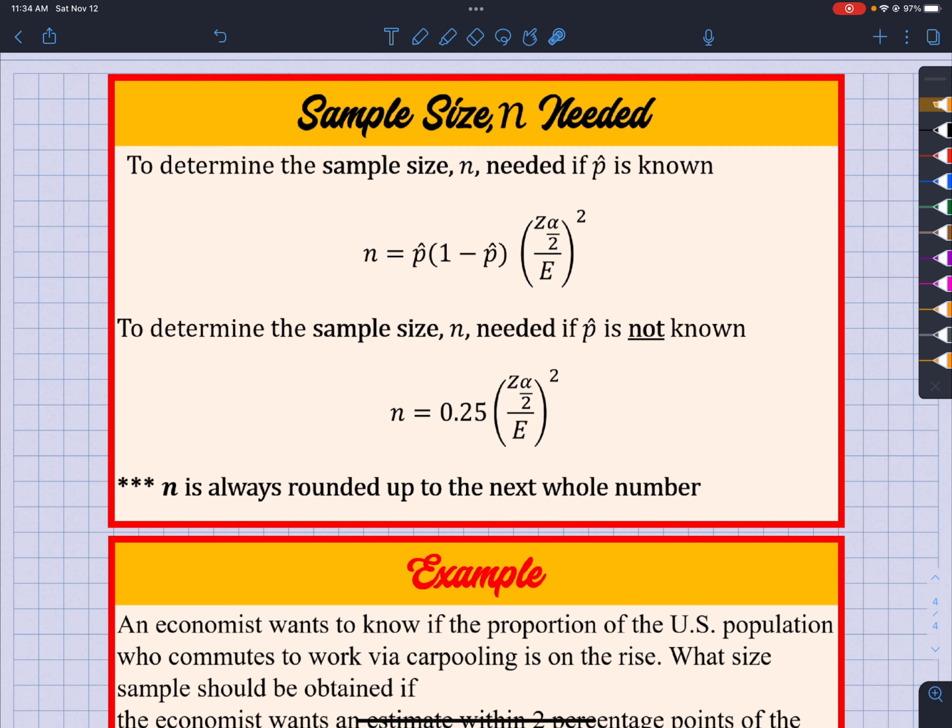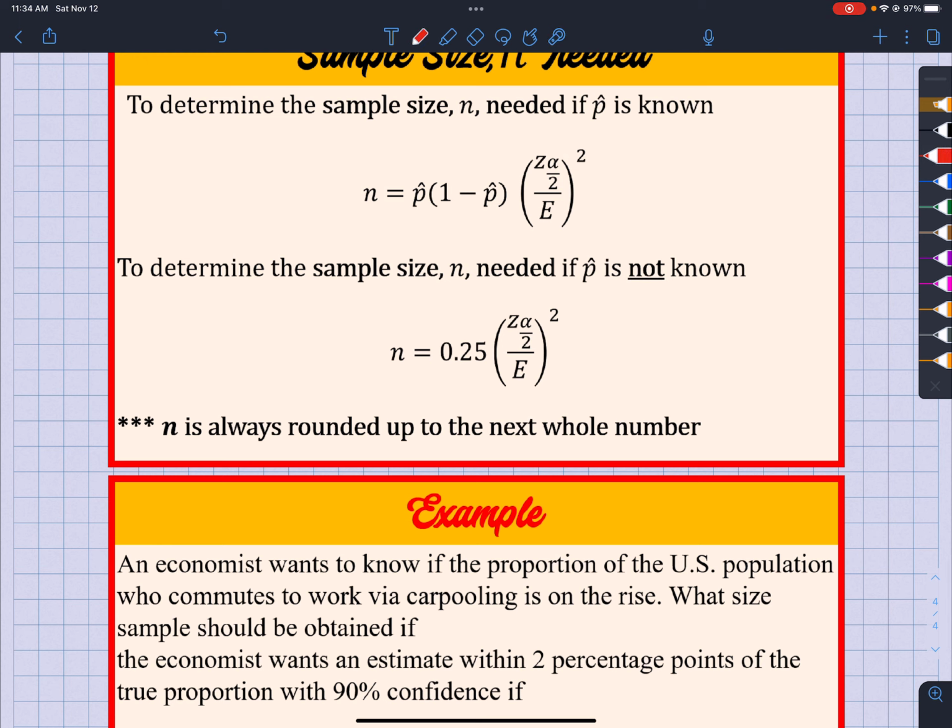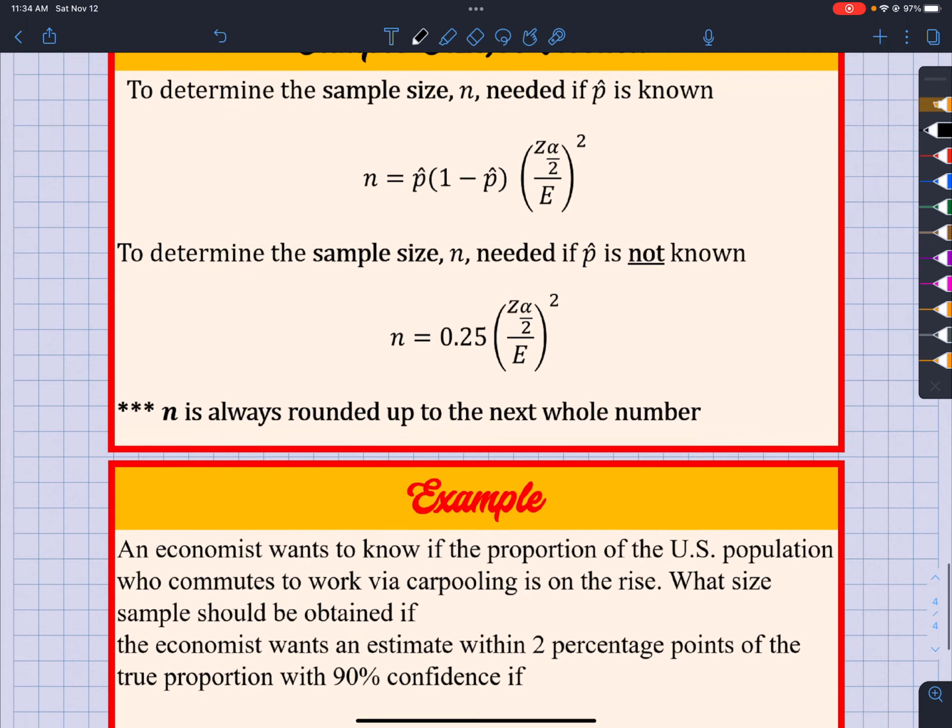And we always round that to the next whole number, no matter how low that decimal place is. So even if we have something like 23.002, we're going to round that to a 24. Always to the next. So anytime we have a decimal, go to the next one.